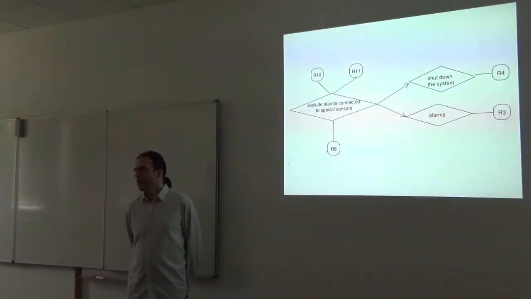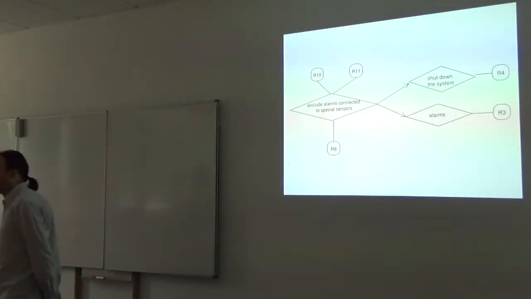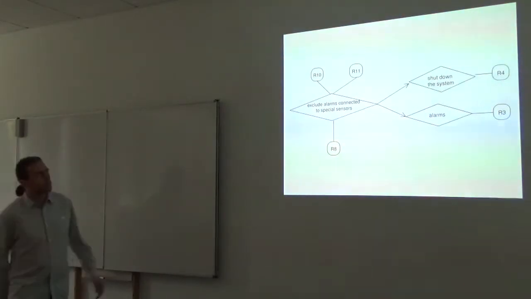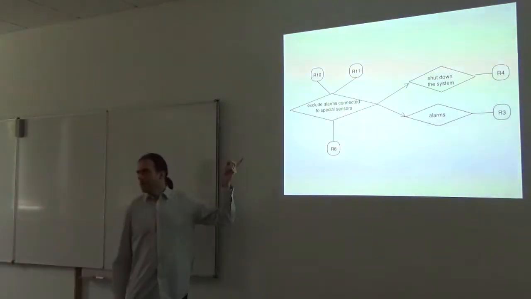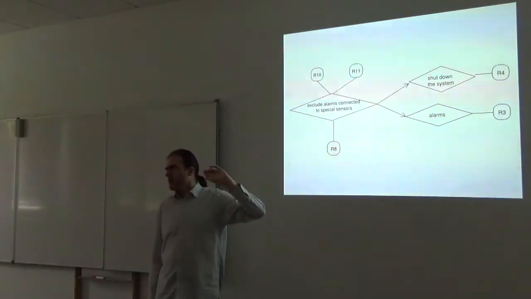If you would have to decide which of these themes could be implemented as an aspect, in the sense that you are currently most familiar with, this is the AspectJ language. So yeah, I would choose the theme that's independent, exclude alarms connected to special sensors. I would choose that theme to be an aspect.